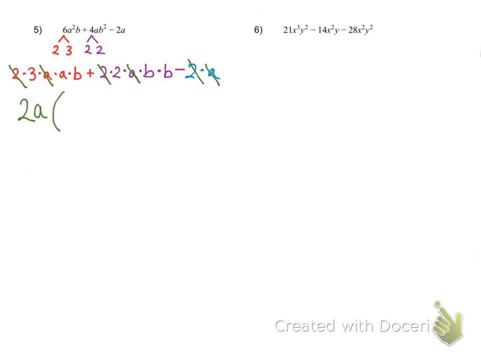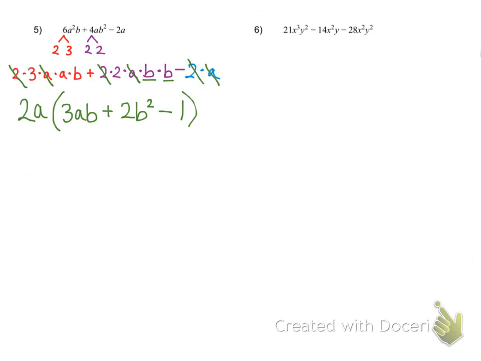And then what we have left, so that was our greatest common factor, 2A, and what we have left is 3 times A times B plus 2, and then we have 2 B's left, which is B squared, minus, well now we took everything out of that last term. So what number is there? There's an imaginary 1 that's still there, and let me explain why.